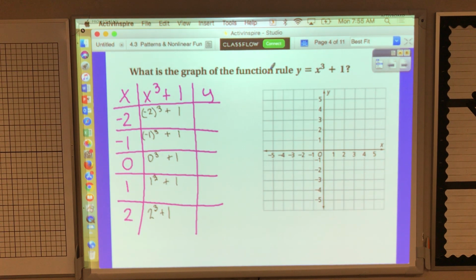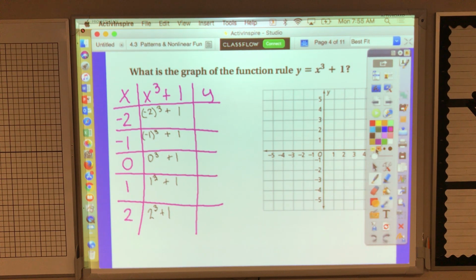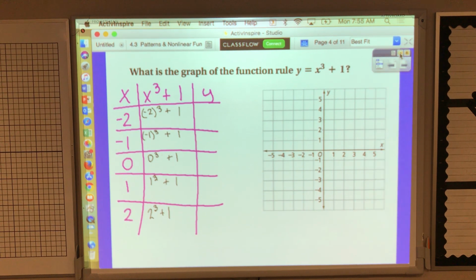Okay, what is the graph of the function rule y equals x to the third power plus 1? Now this time when I look at x, there is no coefficient. So you should notice my table is going by ones. Here I picked -2, -1, 0, 1, and 2. I substitute in each of those numbers for x and solve the rest of my equation.